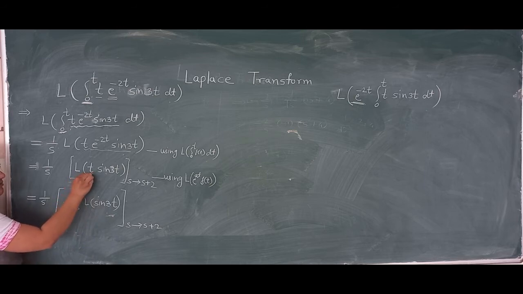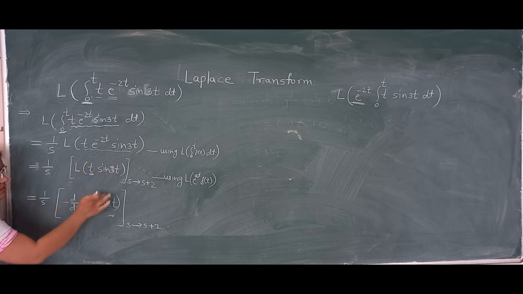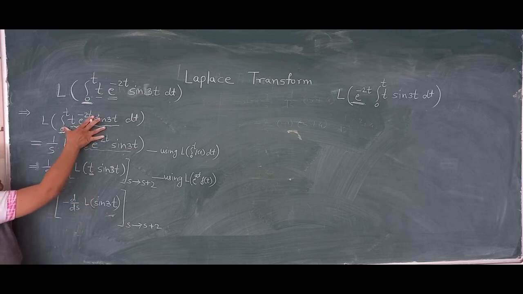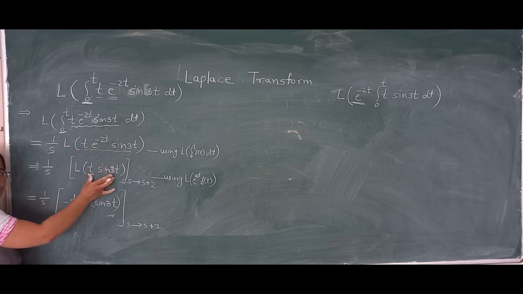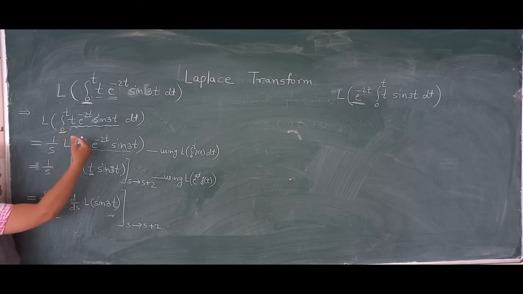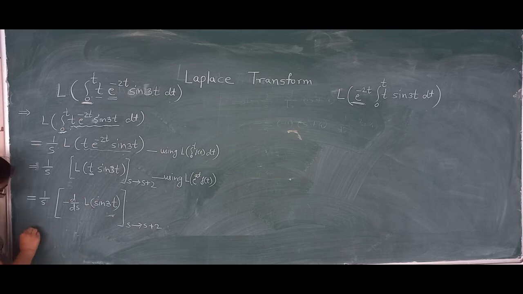Because of this multiply by t, we have to take minus d/ds. Removing that part, the remaining function is only sine 3t. Now see, up to these 3 steps, this bigger example is reduced to 3 terms, 3 terms reduced to 2 terms, 2 terms now reduced to 1 term by applying the properties consecutively one by one. Now we are able to find out Laplace of sine 3t.